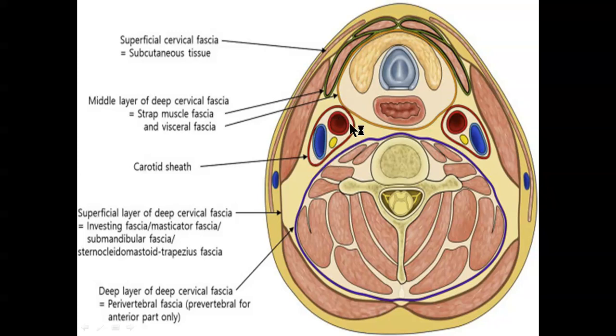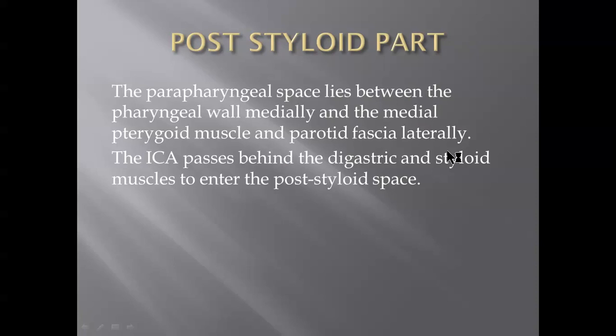So this is all we have talked about till now, the suprahyoid portion, the internal carotid artery relation in the neck area. Now let's talk about the post-styloid part. Once the internal carotid artery, ICA, passes the styloid process.